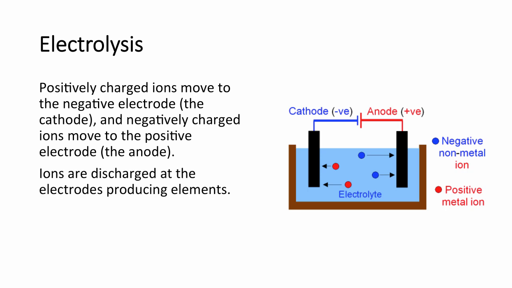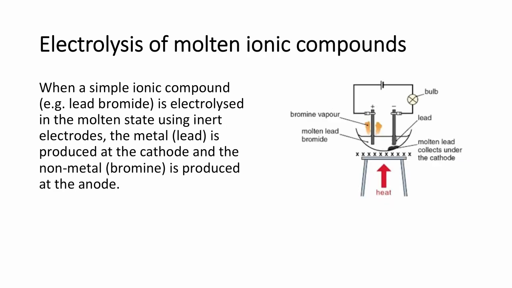Ions are discharged at electrodes producing elements. This process is called electrolysis. For example, when a simple ionic compound, e.g. lead bromide, is electrolyzed in the molten state using inert electrodes, the metal, lead, is produced at the cathode and the non-metal, bromine, is produced at the anode.